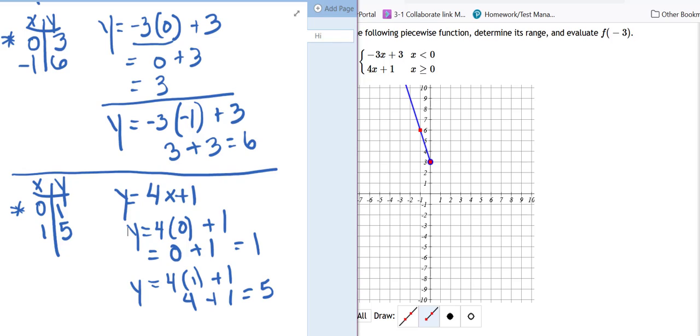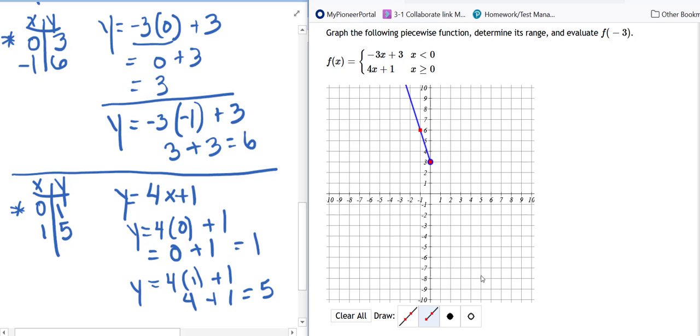So we go back to our grid. We're going to do 0, 1. And this time, because it has the equals underneath, we're going to do a solid dot. So over 0, up 1. Click there. Then you're going to go back and click your ray tool. Click that point you just plotted again because that's the endpoint of your ray. And then we're going to do 1, 5, right here. And that is our graph.